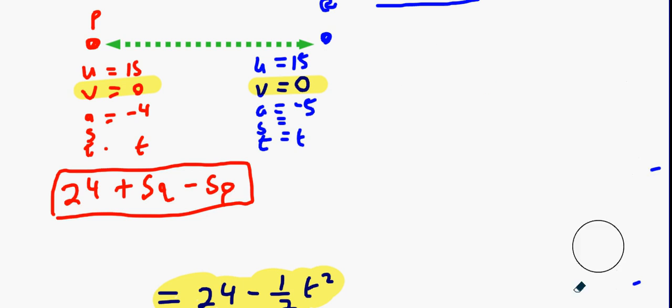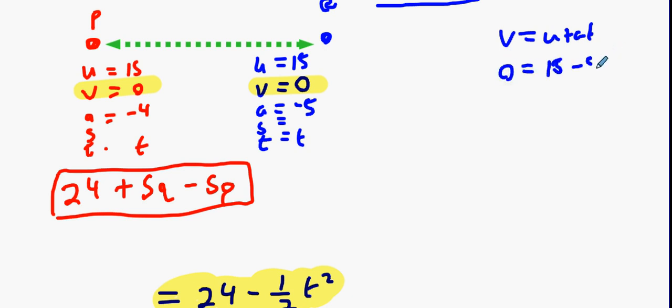Alright, we'll try 2 different ways. Here's what I would do. I'd get the time it takes for the slower one to go to rest. So what's the time for the slower one to go to rest? Yeah, it should be 3 seconds. Let's do v equals u plus at. It's going to be 0 equals 15 minus 5t. 5t equals 15. t equals 3. Now, how far did it travel in those 3 seconds?